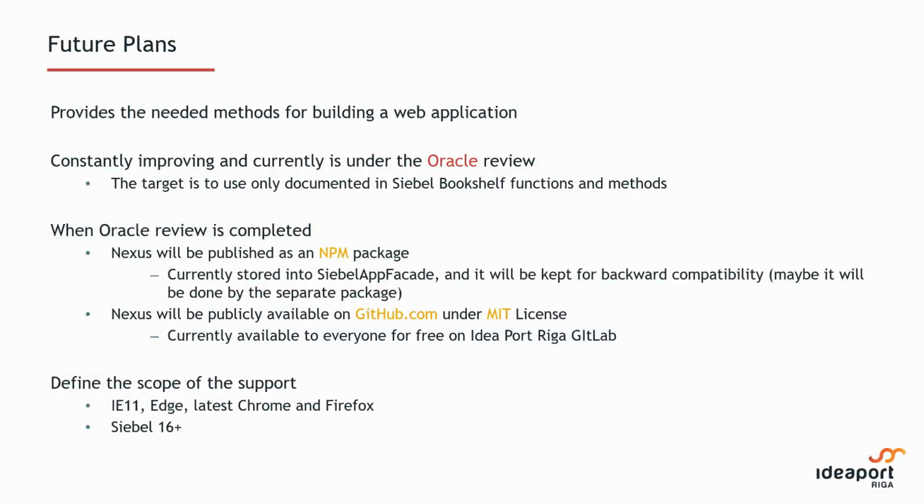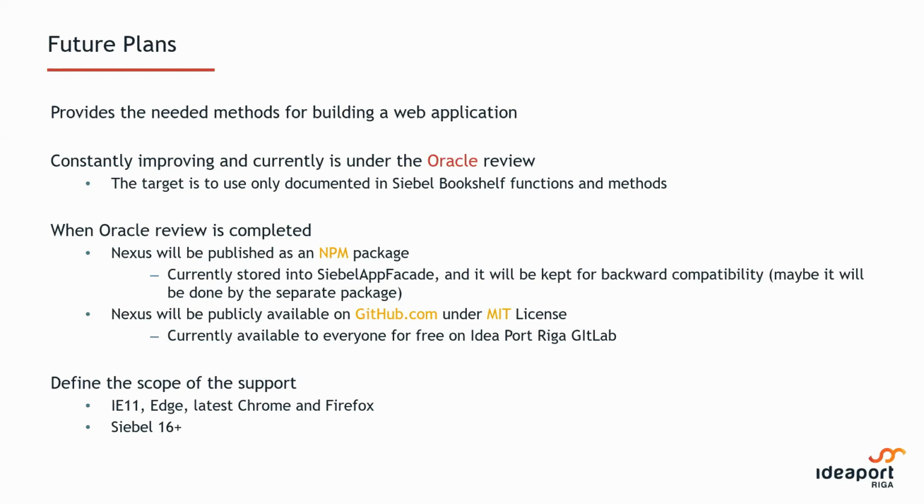Nexus already provides the needed methods for building a web application, and we are improving it, and currently it's under Oracle review. So basically Oracle is checking the code, and it will let us know what functions we are allowed to use. For example, if something is not documented, Oracle will probably document it, and if some functions or methods are not allowed to be used by customers, we will try to re-implement our code to use only allowed ones. Basically the target is to use only documented Siebel Bookshelf functions. When the Oracle review is completed, Nexus will be published as an npm package. It will also become publicly available on GitHub.com under the MIT license.